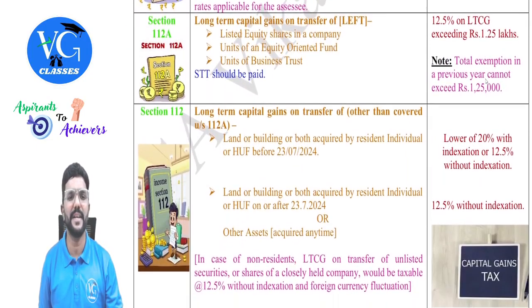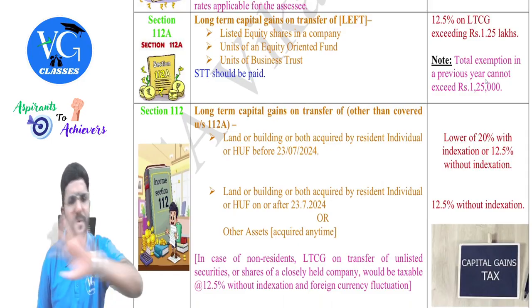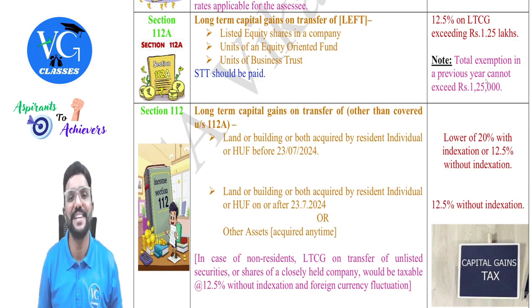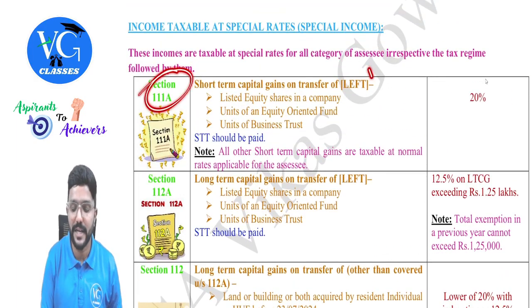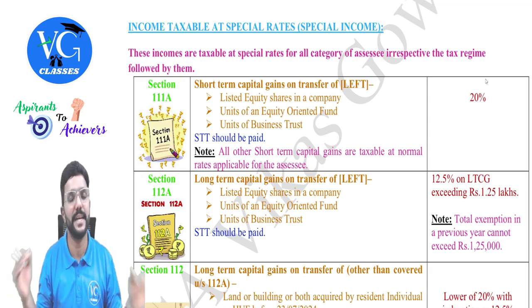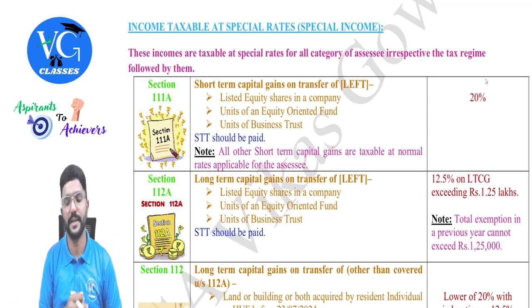See, long-term capital gain on the transfer of any asset will always be, sorry, will always be special income. Yes, sir. Whereas short-term capital gain on the transfer of listed securities will only be special, whereas on any other asset, it will be considered as normal income, guys.